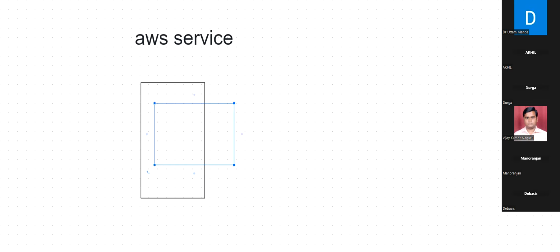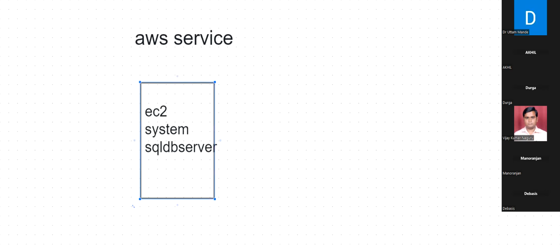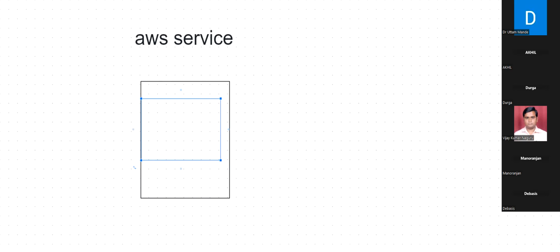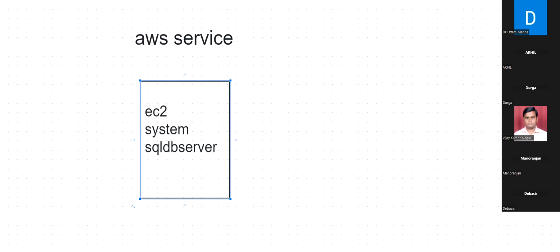So he has created an EC2 system online, and he named it EC2 SQL DB server. Then what he did, from his local system, he's having his own computer. In this he installed PuTTY. So using PuTTY, he connected with this EC2 system.